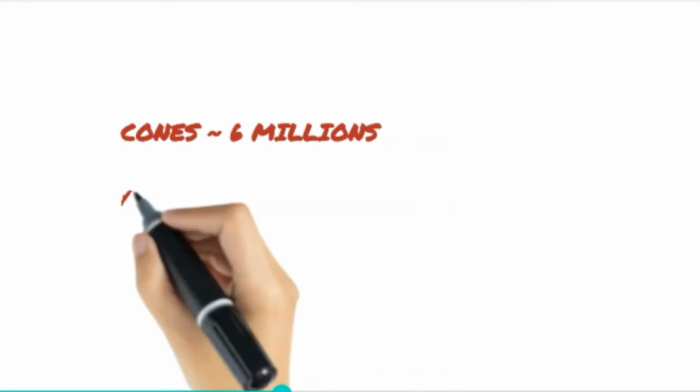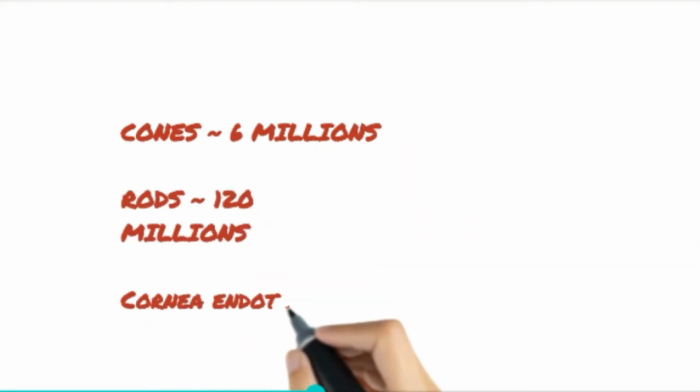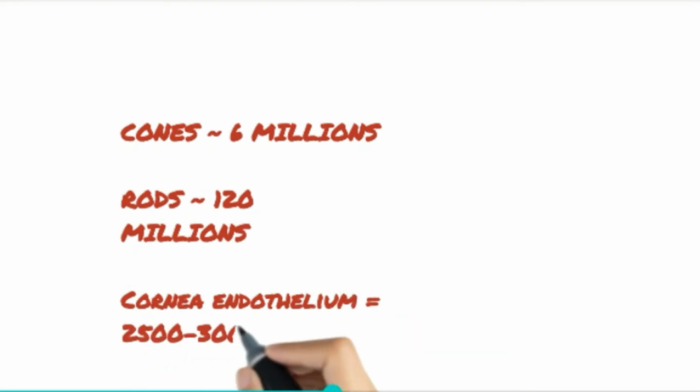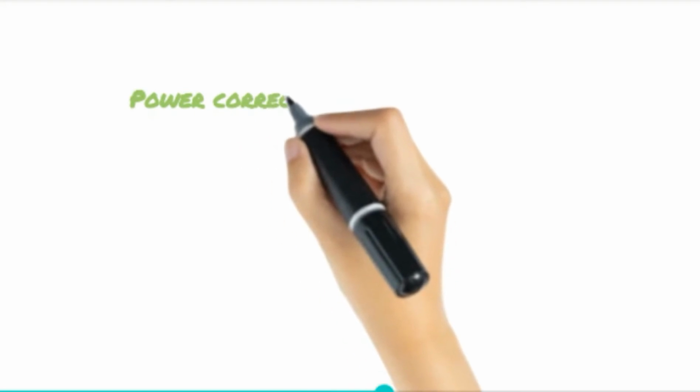Now, cones are around 6 million and rods are around 120 million, that is 20 times extra. Then corneal endothelium normally contains around 2500 to 3000 cells, used in LASIK surgery.